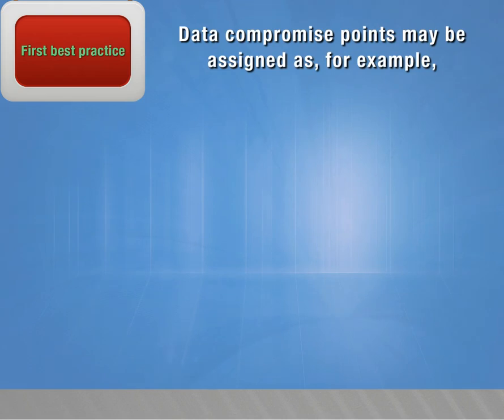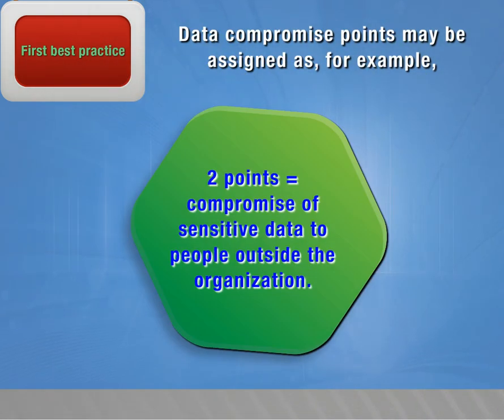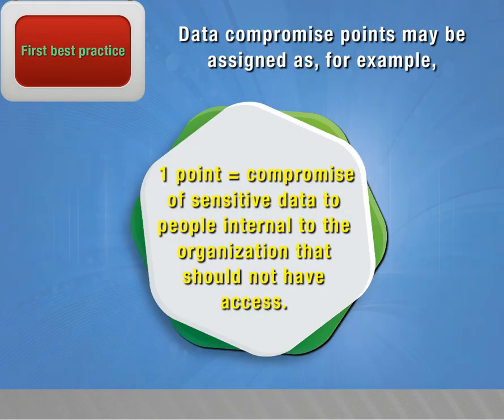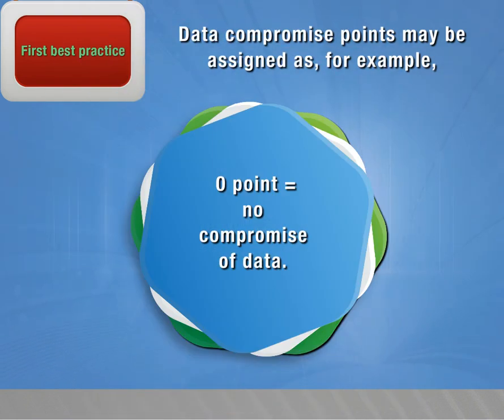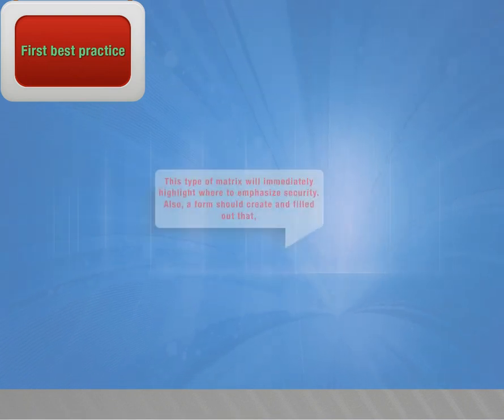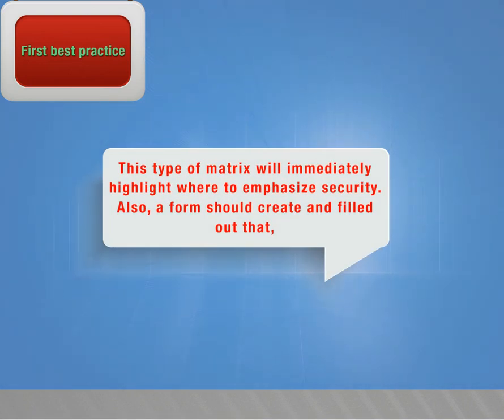Data compromise points may be assigned as, for example, 2 points is equal to compromise of sensitive data to people outside the organization. 1 point is equal to compromise of sensitive data to people internal to the organization that should not have access. 0 points is equal to no compromise of data. This type of matrix will immediately highlight where to emphasize security.